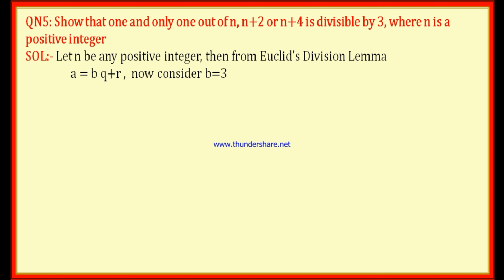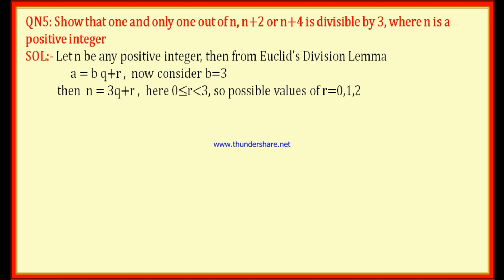Since it is divisible by 3, the quotient is 3, that is b is equal to 3. Since the quotient is 3, the r value should be either 0 or 1 or 2. Here n is equal to 3q plus r. Since the quotient is 3, the remainder should be greater than or equal to 0 but less than 3. Therefore, the values of the different remainders are either 0 or 1 or 2.